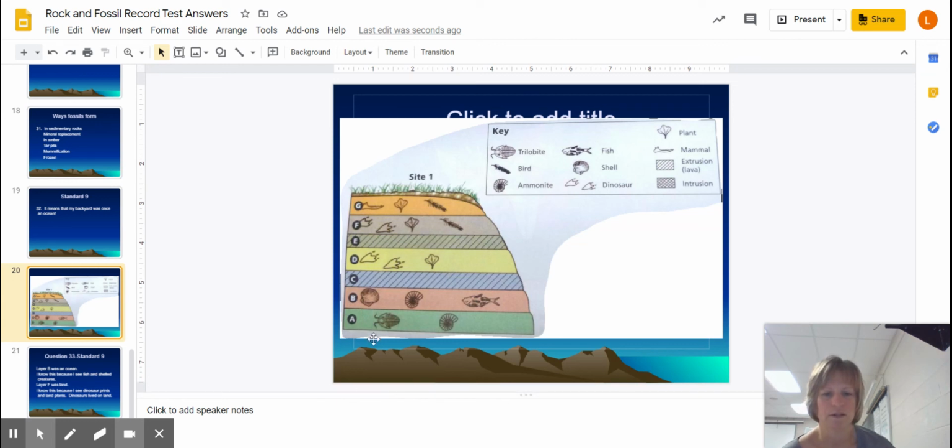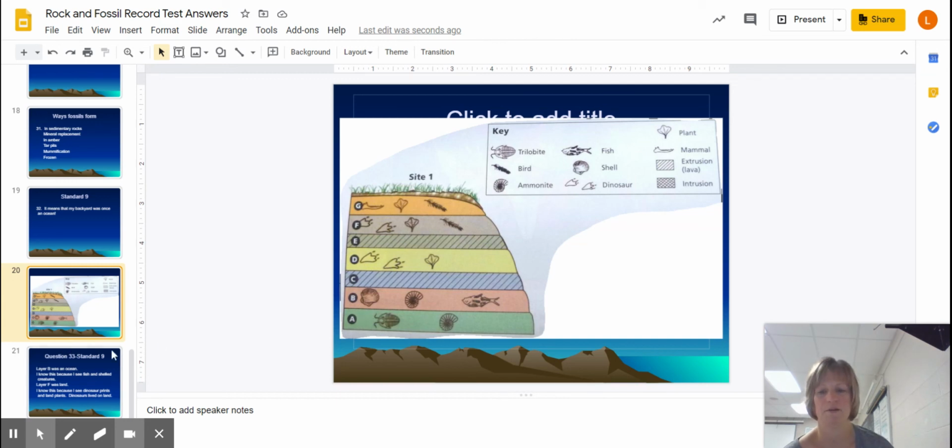Okay, so you really have to look at the fossils. So when you find layer B, you notice that you have seashells, a fish fossil, an ammonite, which is like a nautiloid. And then when you look at layer F, you see footprints and you also see plant fossils. So here's what you should conclude.